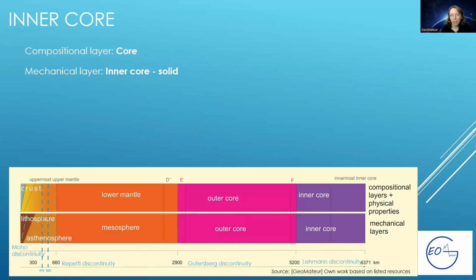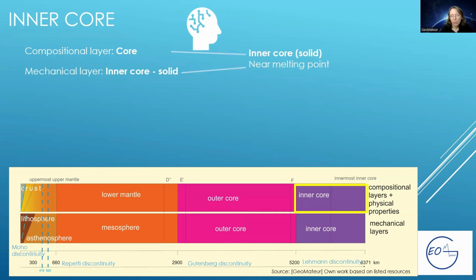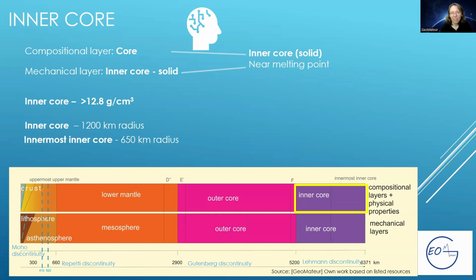And now we are in the inner core. Mechanically, the inner core is a solid. Compositional layer is only one, it's core, and comparing both, we got inner core, metallic solid inner core near melting point. The density is higher than 12.8 gram per cubic centimeter, and inner core radius is about 1200 kilometers. And recent studies show innermost inner core with radius about 650 kilometers.